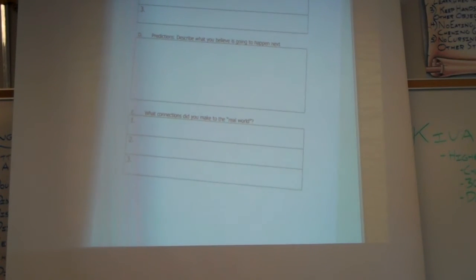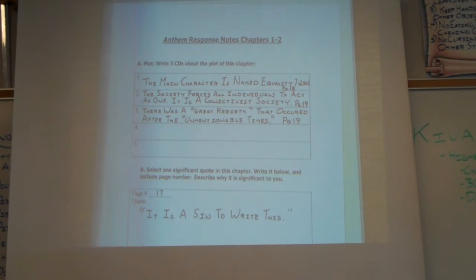So for this activity, what I have done is I've read the first couple of pages of the book Anthem by Ayn Rand. And I've done some brief response notes on them. Now to start with, it's imperative that you do this while you are reading. You do not do this after reading the first chapter. You do it while the reading is going on.